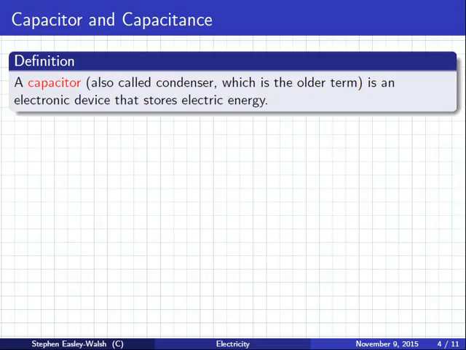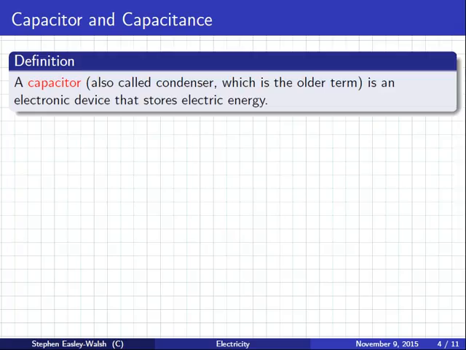Iyad, can you just adjust the focus? I think it's a tiny bit blurry. Thanks. Yeah, nice. Okay, you got that? Yeah.